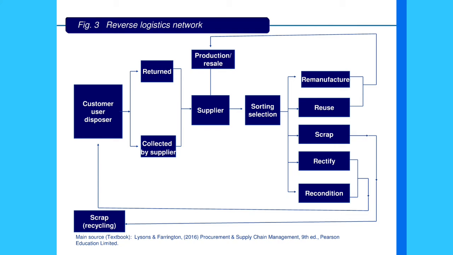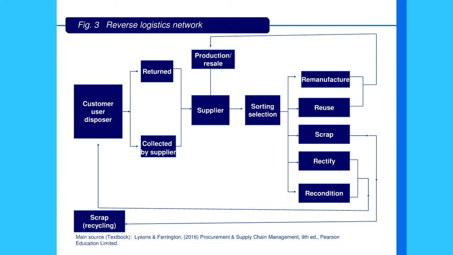So this is the diagram for reverse logistics. You can see on the left is the customer, the user or disposer. The customer is basically returning the goods after using them, and it may be returning directly to the company or to some intermediary, or it may be collected by the supplier. Then it reaches the supplier, who sorts it, and then sends it back to the other business units or the manufacturer, those who manufacture that.